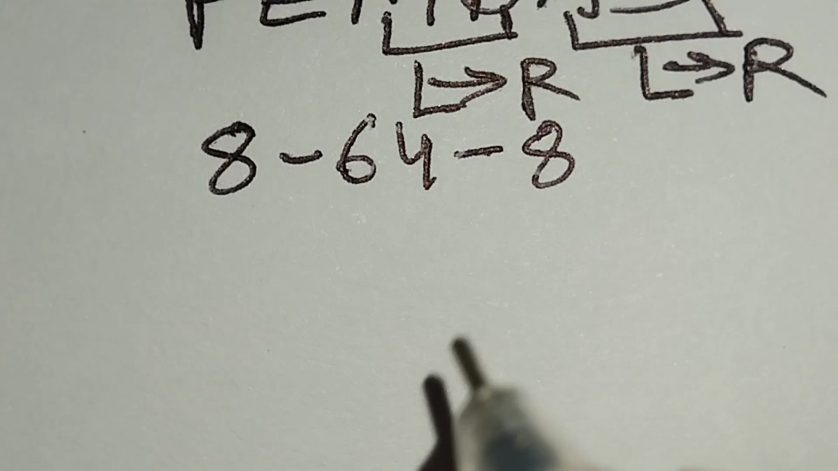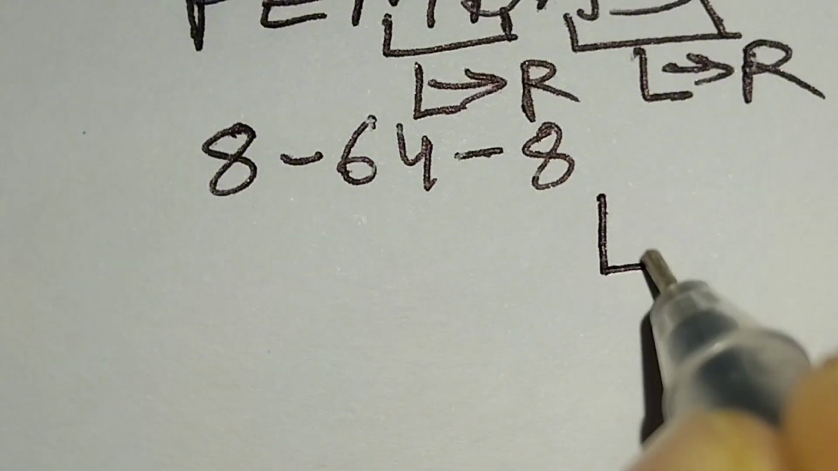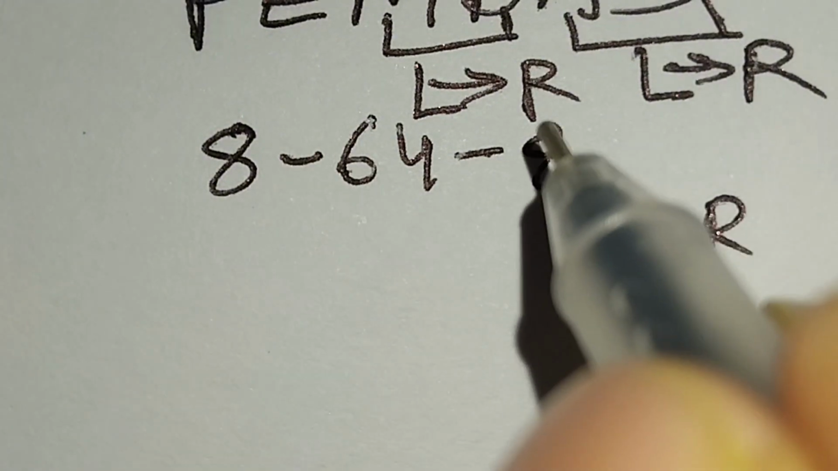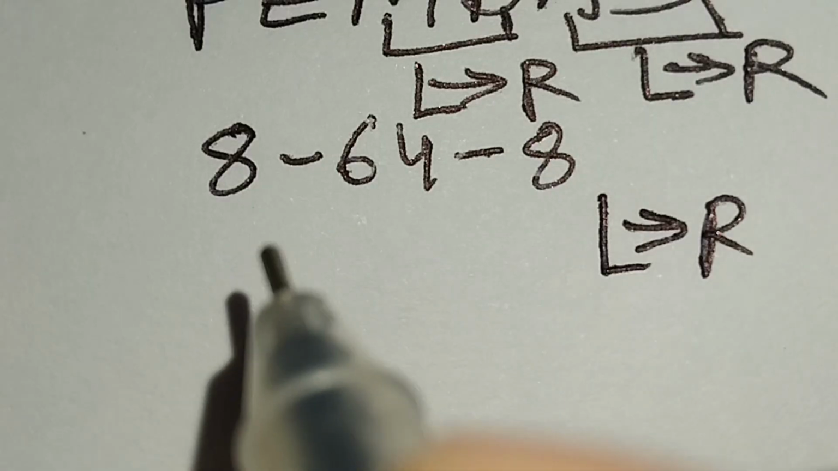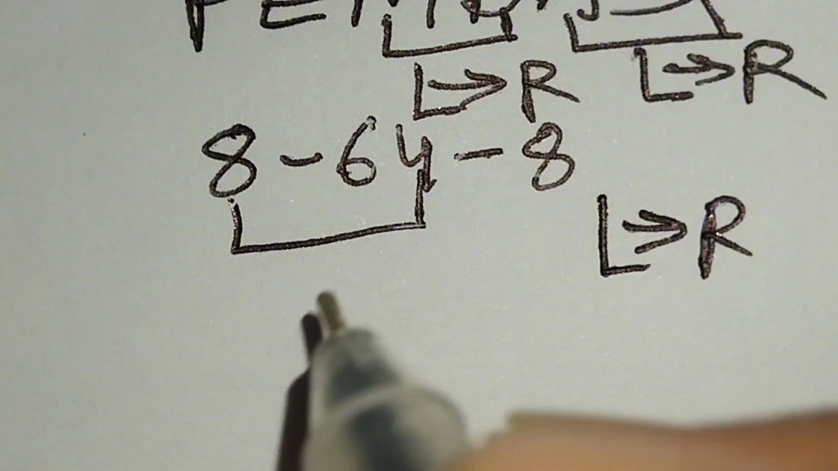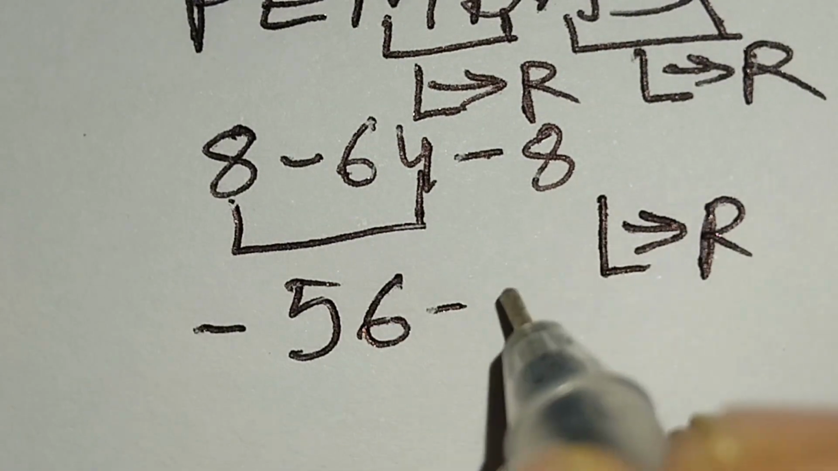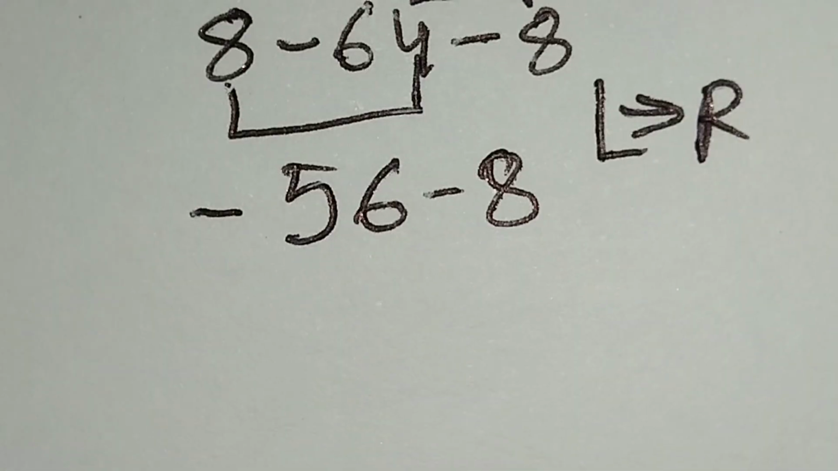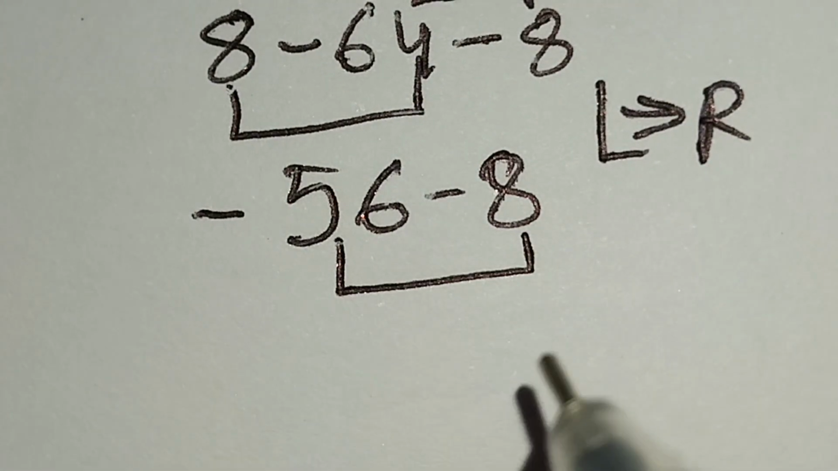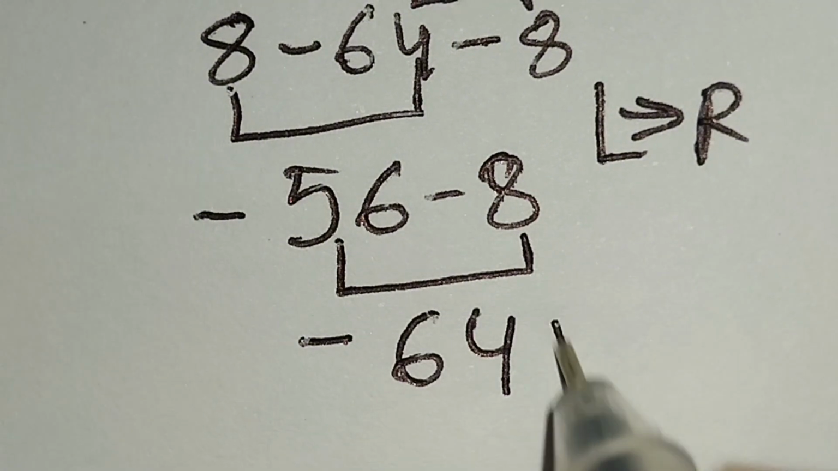According to order of operation, when we have more than one subtraction, then we have to work left to right. Therefore, at first we have to work with this subtraction, then this subtraction. Here 8 minus 64 gives us negative 56, negative 56 minus this 8. Here minus 56 minus 8 gives us minus 64, and this is correct answer.